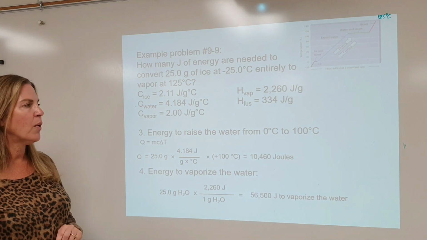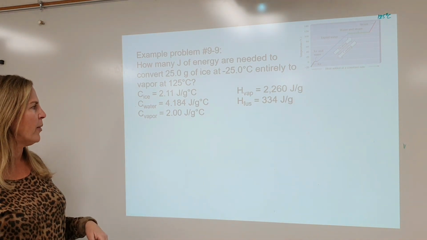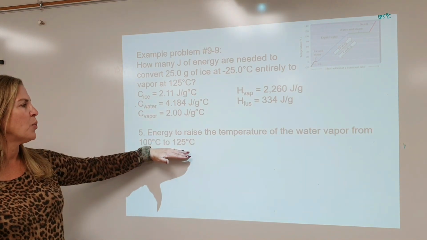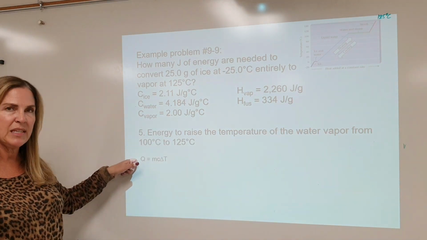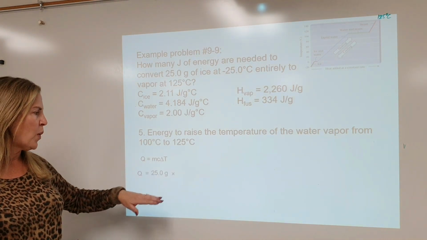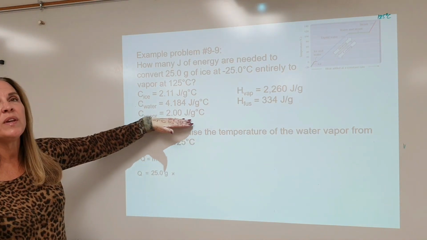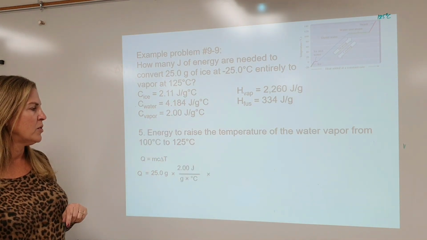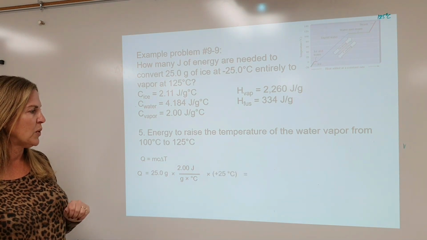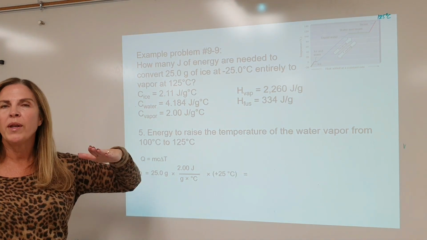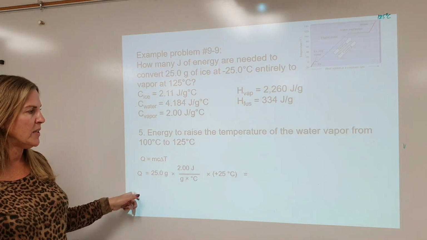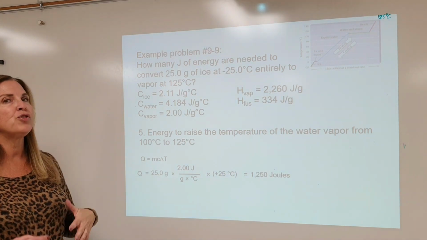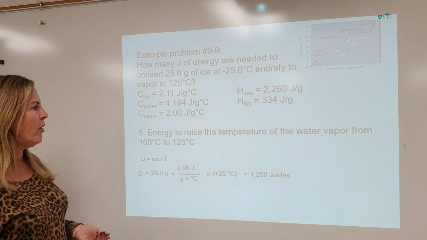All right, we have one more equation to do, and then we can add these all up together. So the energy to raise the temperature of the water vapor from 100 to 125. So we're going to use Q equals M times C times delta T, 25 grams, different specific heat, right? Because now it's a vapor, so it's going to be 2 joules per gram times degrees Celsius. And temperature change from 100 to 125 would be 25 degrees of change, 1,250 joules.